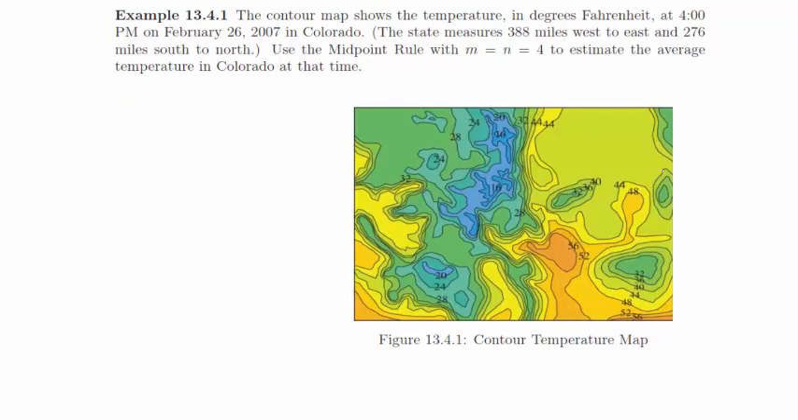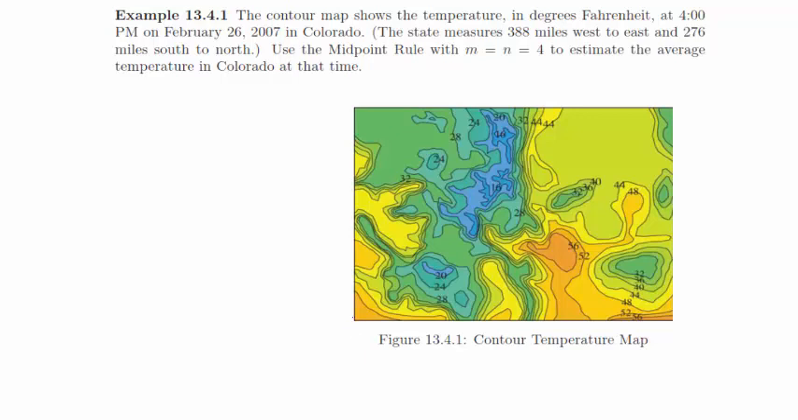So let's do that using example 13.4.1, where we're actually doing contour maps, and we're going to use some midpoints to approximate the average value here. Example 13.4.1. The contour map shows the temperature in degrees Fahrenheit at 4 p.m. on February 26, 2007 in Colorado. The state measures 388 miles west to east.